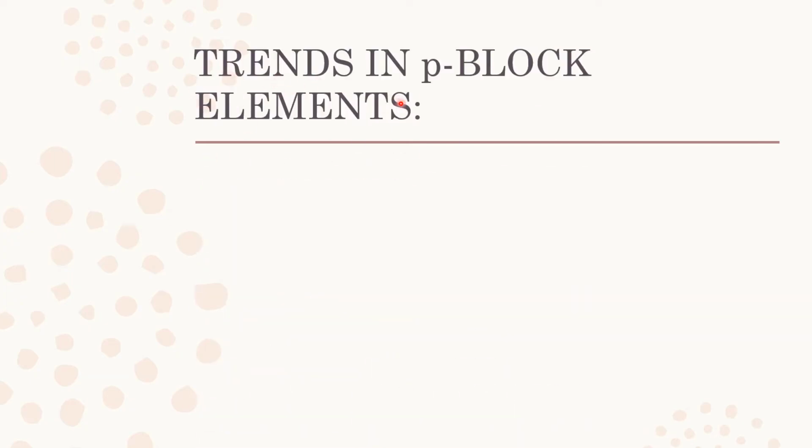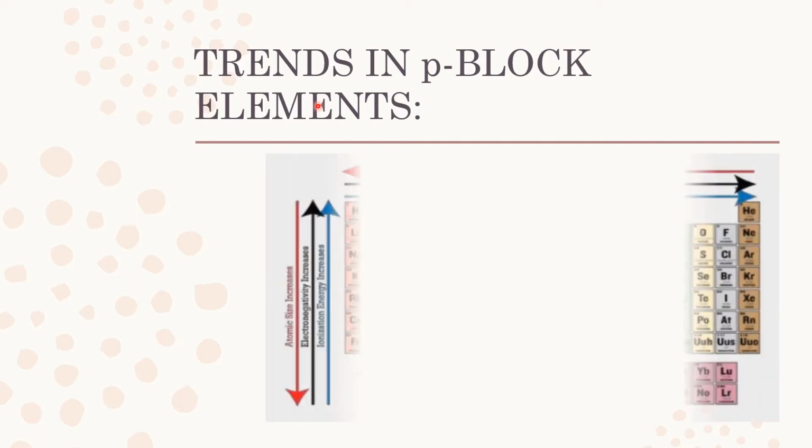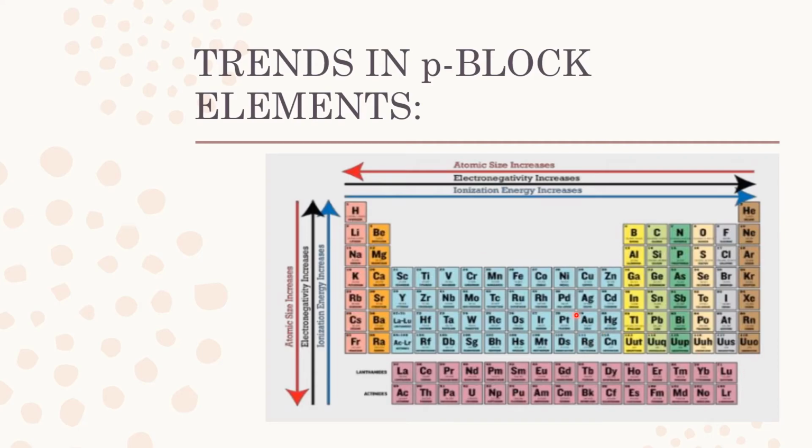Now we are going to see the trends in p block elements. The trends include atomic size, ionization energy, electronegativity, etc. This is the periodic table, we know that. On moving from left to right, the atomic size decreases, whereas the electronegativity and ionization energy increase. And then on moving from top to bottom, the atomic size increases, whereas the ionization energy and electronegativity decrease.